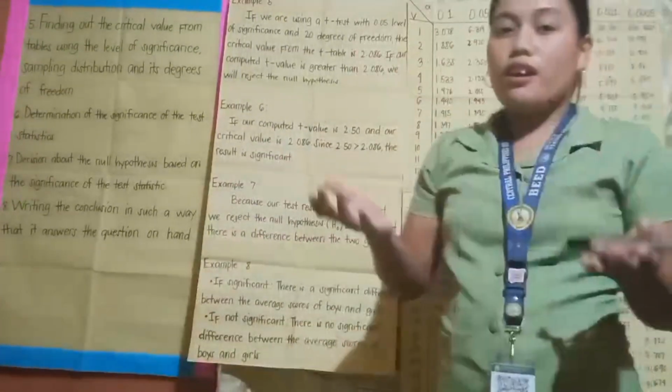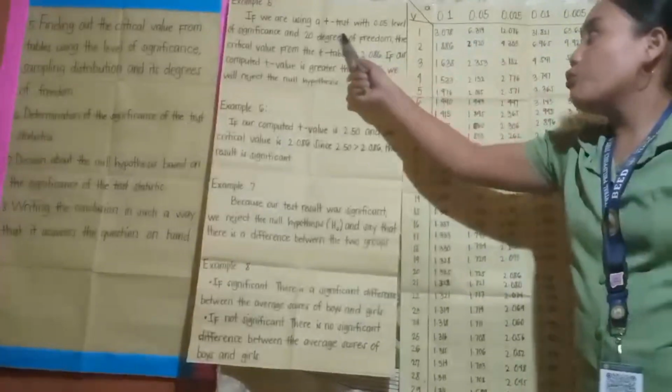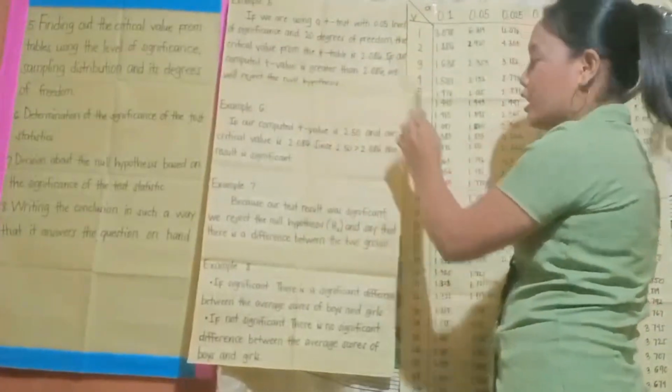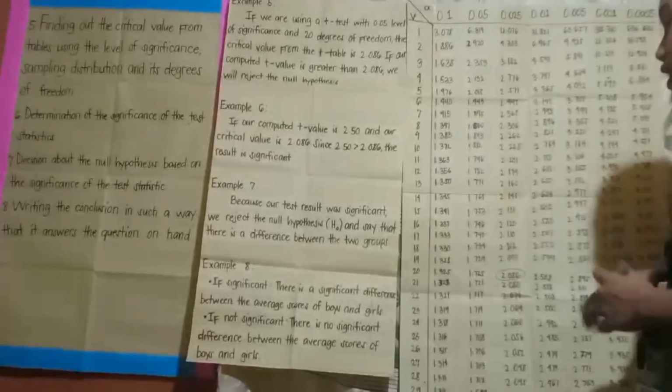We have a statistical table, either a Z table or a T table. Here is an example of a T table. We look at the table. We have the level of significance, so this is the level of significance. We have 0.05 level of significance, and then 20 degrees of freedom. So we're looking at the 20. Now the table value is 2.086.